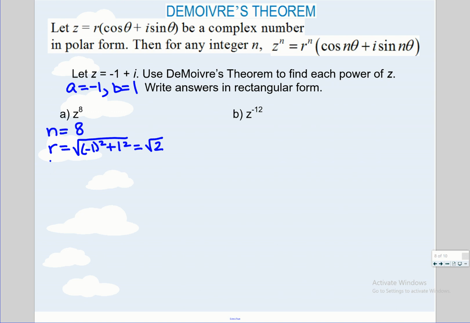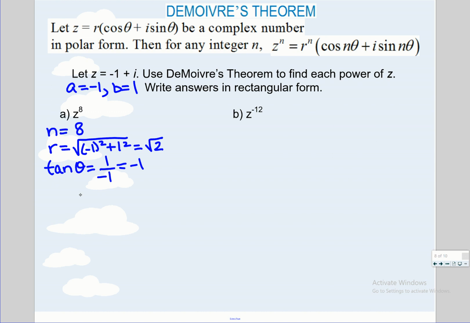Tangent? Tangent's equal to what? Flip it. Here it doesn't really make a difference, but it's always the b over the a.